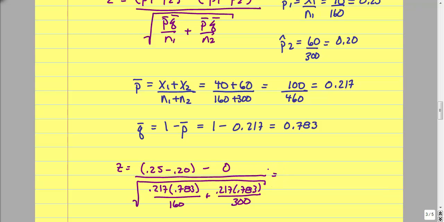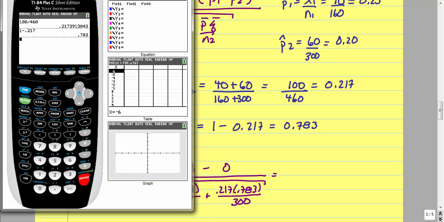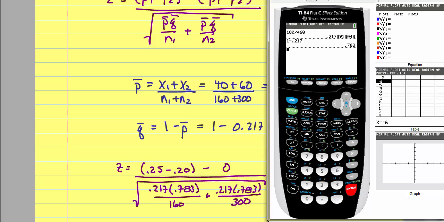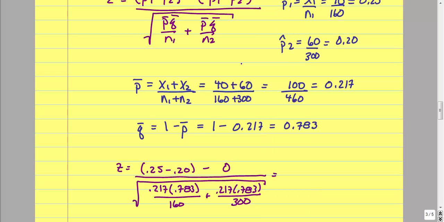So let's see what we get for our test statistic. When you plug this into your calculator, you have to be very careful because we have a lot of layered fractions here. Let's start with 0.25 minus 0.20, and we want to make sure that's in parentheses. I'm just subtracting 0, so I don't really need to include that. Then we'll have divided by the square root, 0.217 times 0.783 divided by 160. That's this first fraction right over here, plus 0.217 times 0.783 divided by 300. Now that's the entire radical, so we can arrow out of that and hit enter, and that should give me my test statistic, in this case 1.24 if we round it to 2 places. Just make sure you look at the rounding directions that are given to you in MyMathLab. So this is my test statistic.